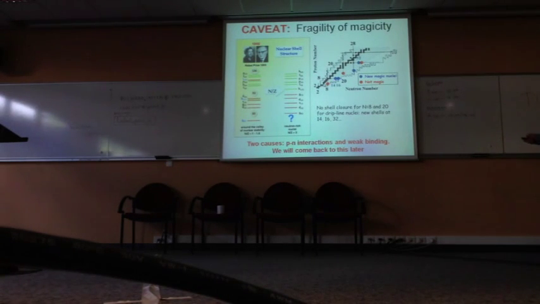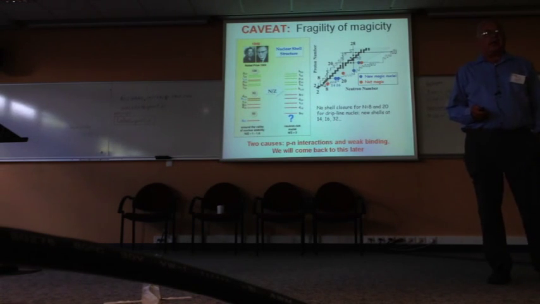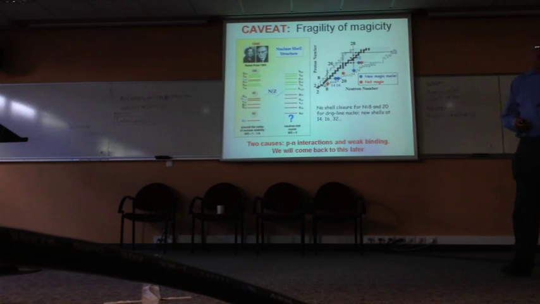Caveat. These magic numbers, which were the cherished, beloved benchmarks of structure for 50 years after the shell model was invented in 1948, have suddenly, not suddenly, but over the last 15 years, been found to change as we study nuclei away from stability. And this is one of the most important aspects of research with exotic nuclei.